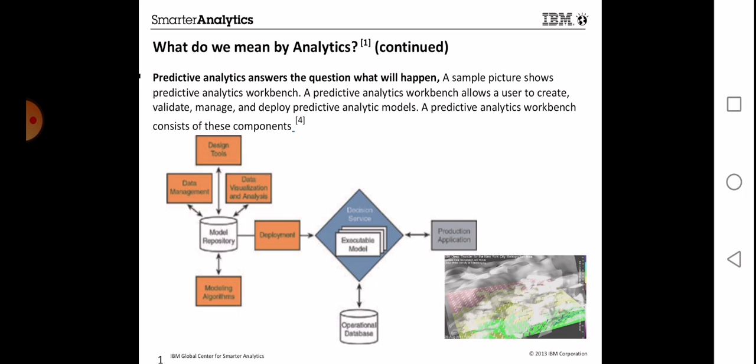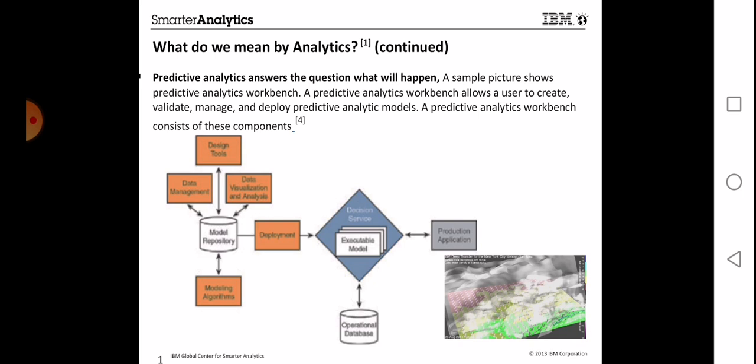And through the deployment, we can have executable model. So we have the decision service, and we have a database. It's called operational database. And then after that, we have the production application. Then we can have the predictive analytics.